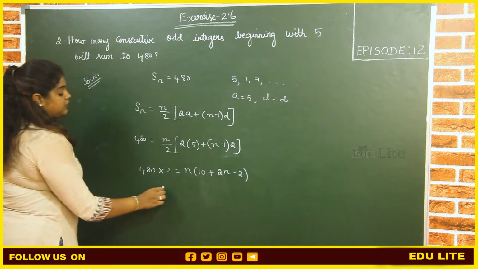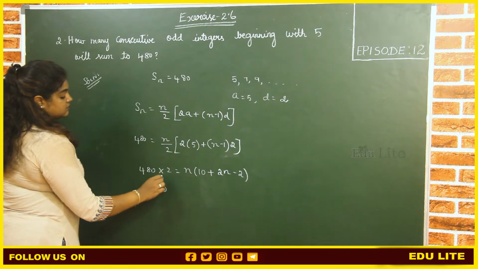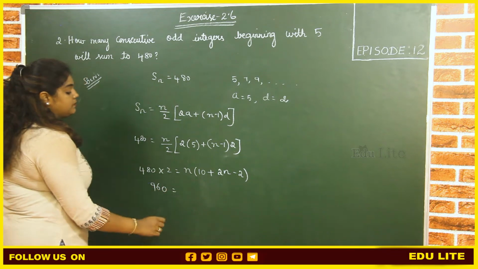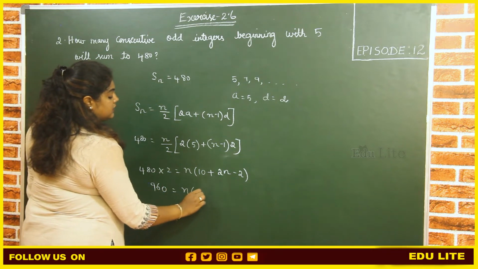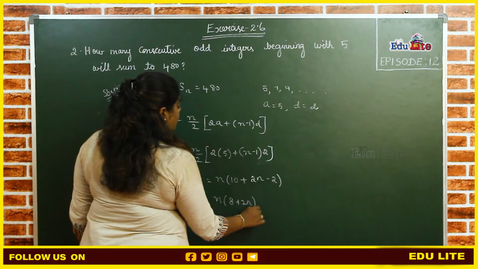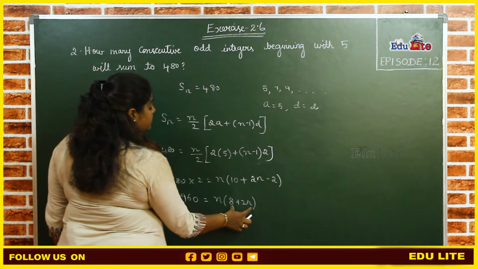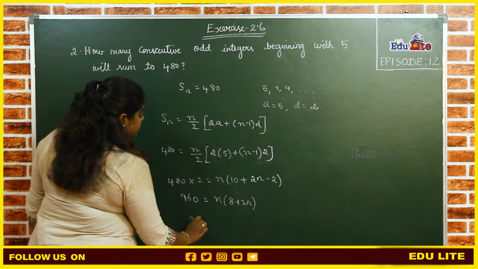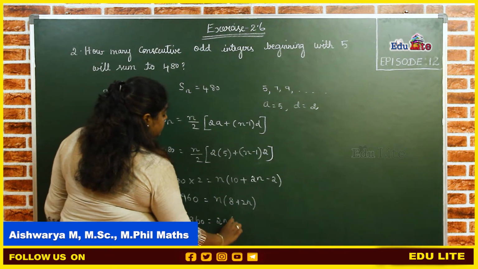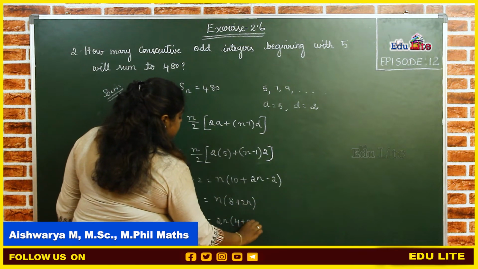Therefore, 480 into 2, it is 960, which equals n into 10 minus 2, it is 8 plus 2n. Now what we will do is take 2 common from these two terms. It will become 960 equals 2, if I take it outside, 2 into n, 4 plus n.